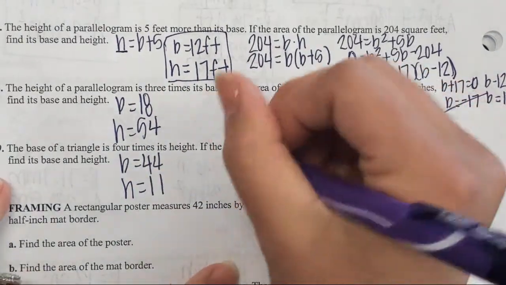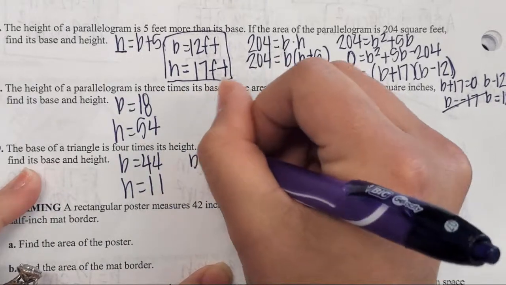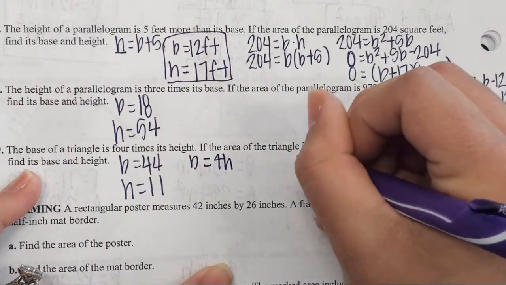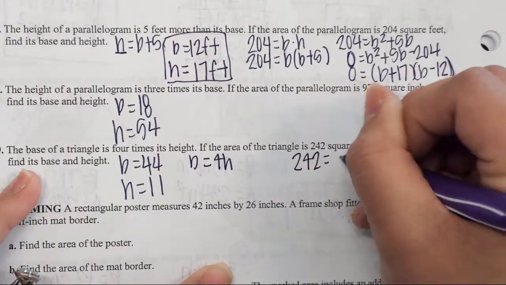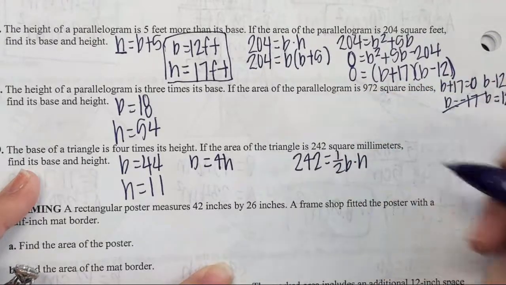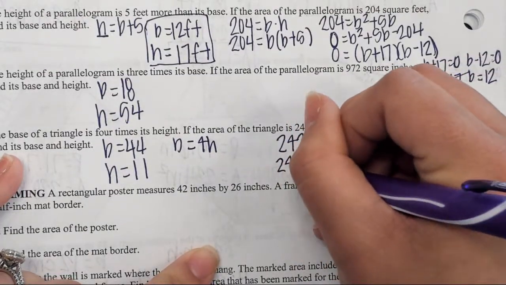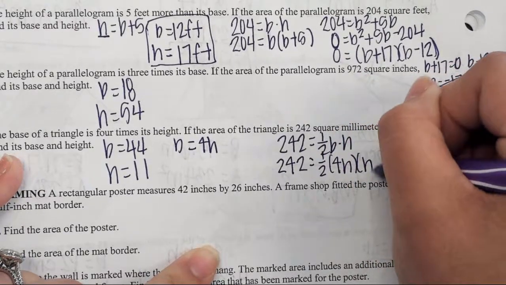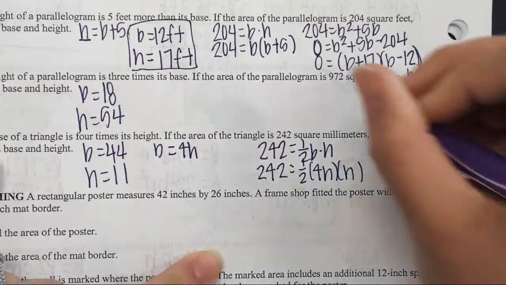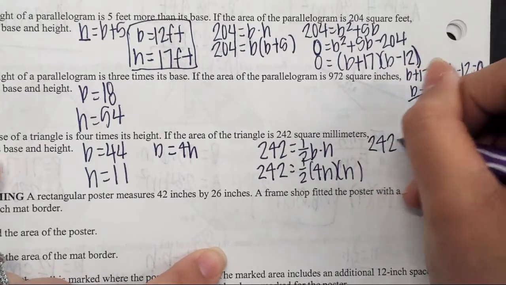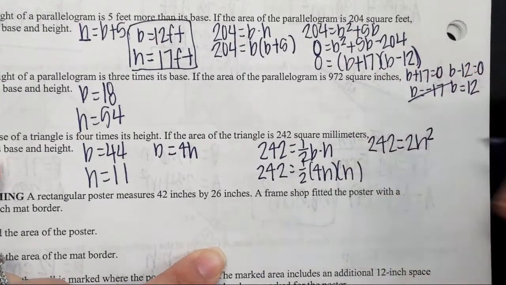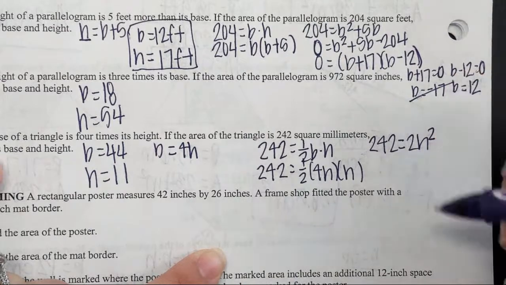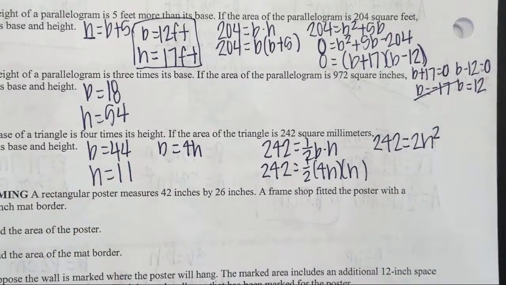For 9? Well, the base is equal to 4 times the height of a triangle. So 242 equals 1/2 base times height. Plug in your B, so you get 242 equals 1/2 times 4H times H. So that becomes 242 equals 2H squared. Okay. Divide by 2 and take the square root of H and you'll get 11.